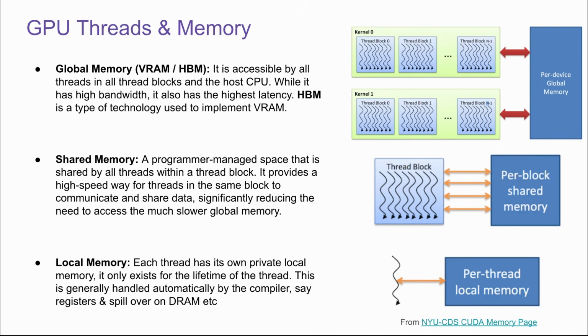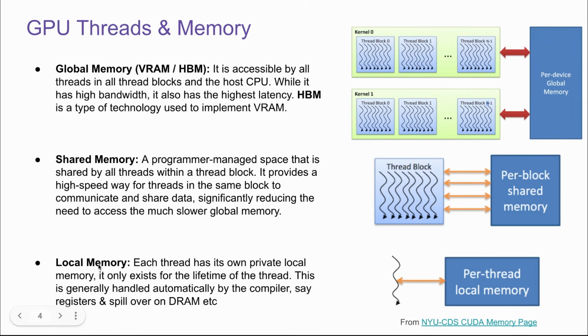It provides a high-speed way for threads in the same block to communicate and share data, significantly reducing the need to access the much slower global memory. This is a single thread block, and it can access a per-block shared memory. Optimizing data so we can utilize shared memory as much as possible is the fundamental point for FlashAttention V1.